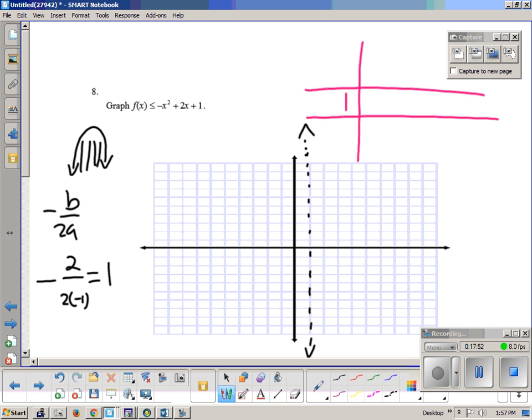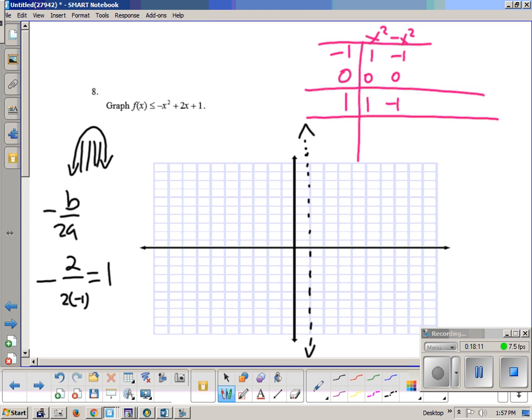Okay, I can put in a 0 and a negative 1 also. And I want to square x first. So I'm going to get 1, 0, 1. Next, I want to make x negative. So it's negative 1, 0, negative 1. Then I want to multiply x by 2, and it's this x here. So it's negative 2, 0, 2. And then I'm going to add 1 to it.